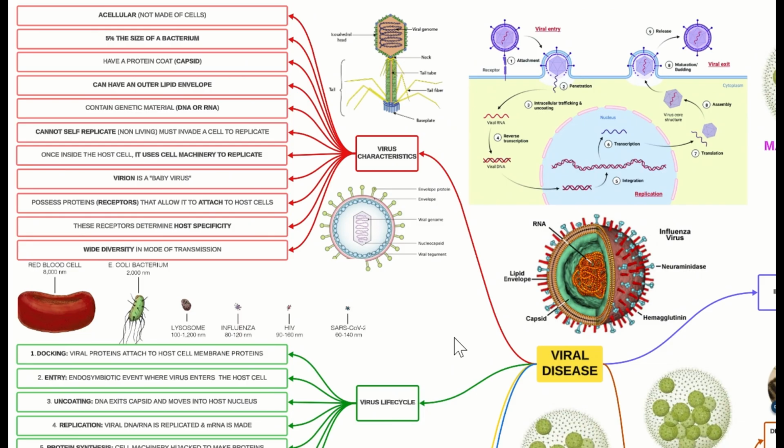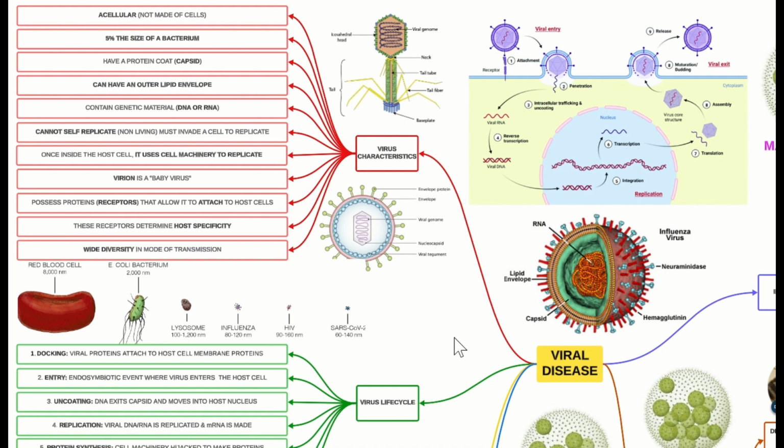First we're going to talk about the characteristics of viruses. They are acellular because they're not made of cells. They're very, very small because they're only about 5% the size of a bacterium. They have a protein coat called a capsid, and some can have an outer lipid envelope. They all contain genetic material, which is either DNA or RNA, but they cannot self-replicate.